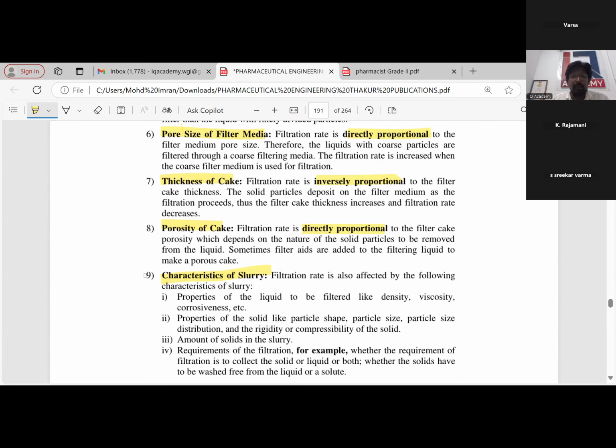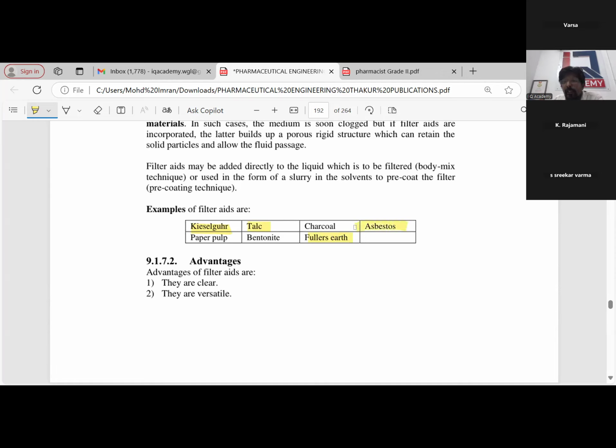So next, we are jumping into the filtration aids. Already tells chala important. Kieselguhr is a very important filtration aid. Talc is a filtration aid. Fuller's earth is very good filtration aid. Asbestos mana filters lo untundi is a filtration aid. Charcoal and bentonite and paper pulp, these are the filtration aids. Generally presence of filtration aid increases the rate of filtration.